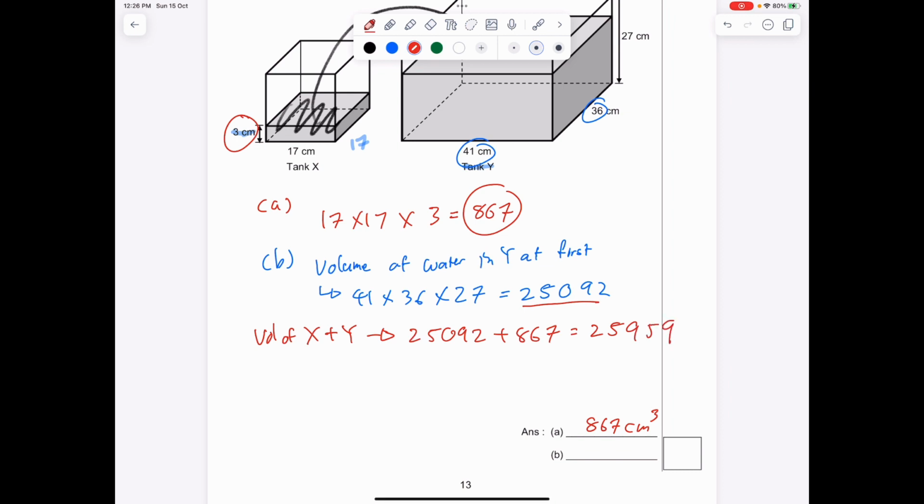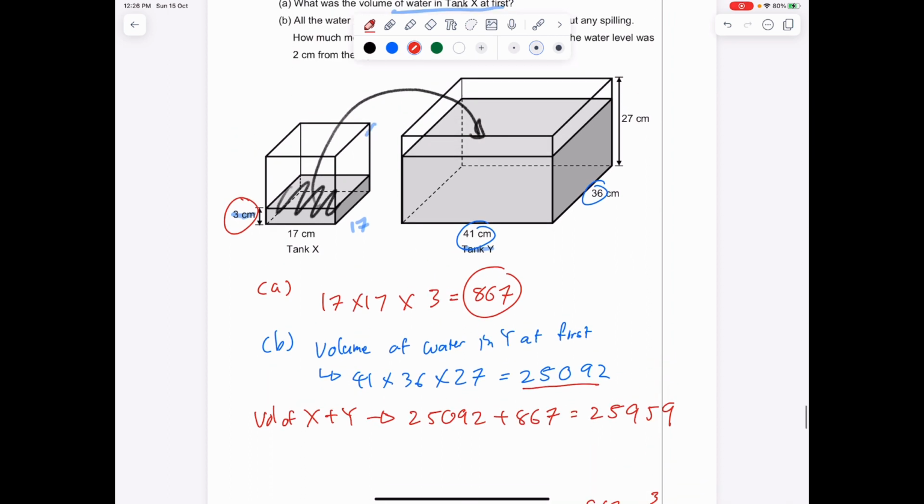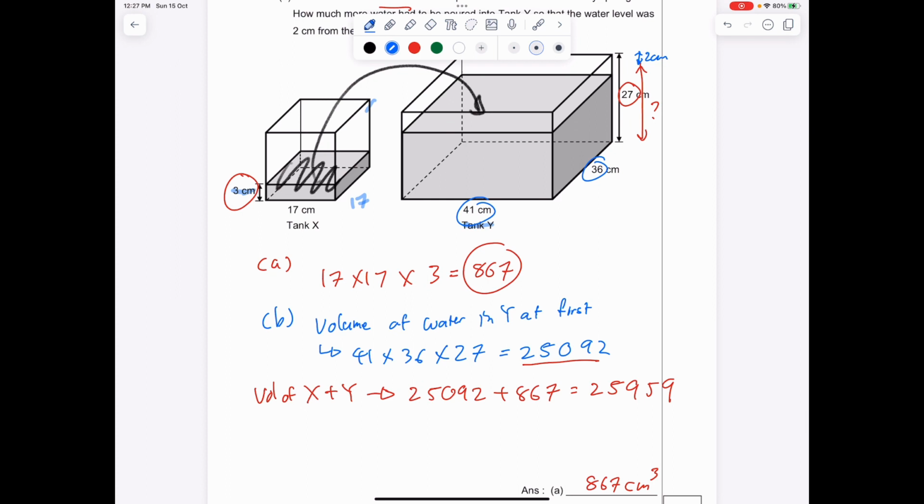Now, after that, I need to know what is the volume of water that needs to be in this tank when it's 2 cm from the top. So at the top it is 27. I need to find out what is this length here when it is 2 cm from the top. This is 2 cm. So when it's 2 cm from the top, that means this is 27, subtract away 2. So that would be 25, correct? So the height of this would be 25.